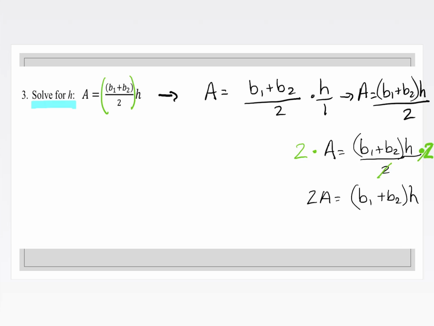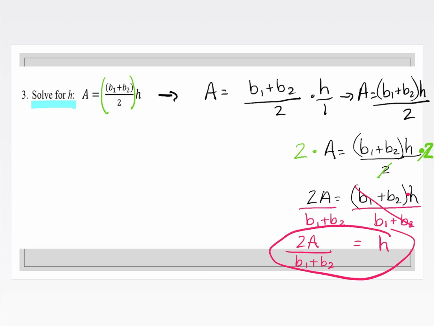So since this is b1 plus b2 times h, the inverse of multiplication is division. So what we do to one side, we're going to do to the other. So we're going to divide by the sum of b1 and b2. On the right-hand side, that's going to cancel, and we're just left with h. And on the left-hand side, we have 2A divided by b1 plus b2. So that was one way to get our final answer. There are many other ways.